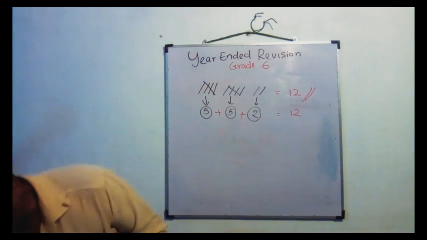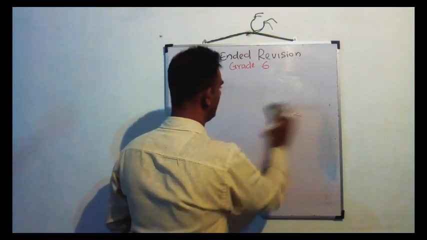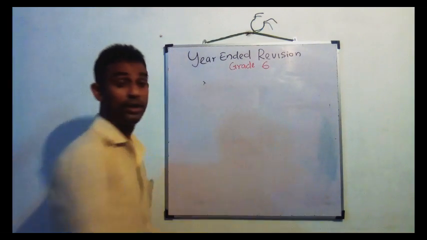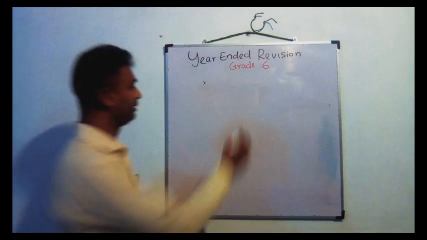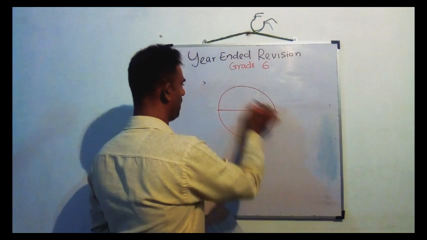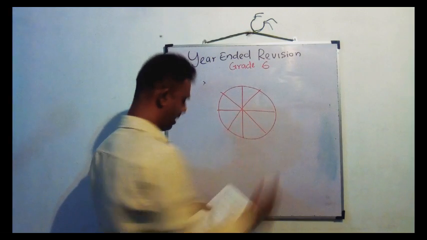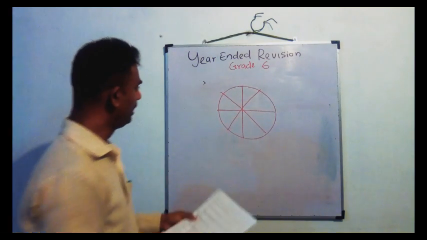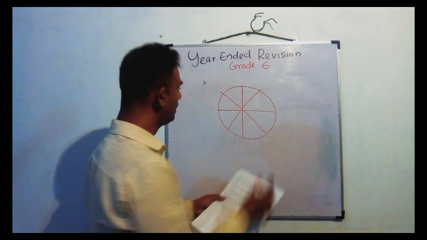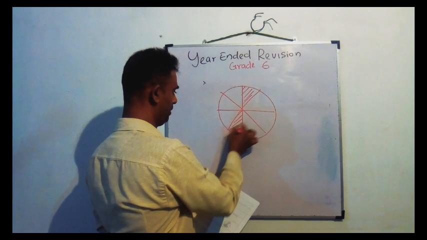There is a circle. The circle has been divided into 8 equal parts. 3 parts are shaded.